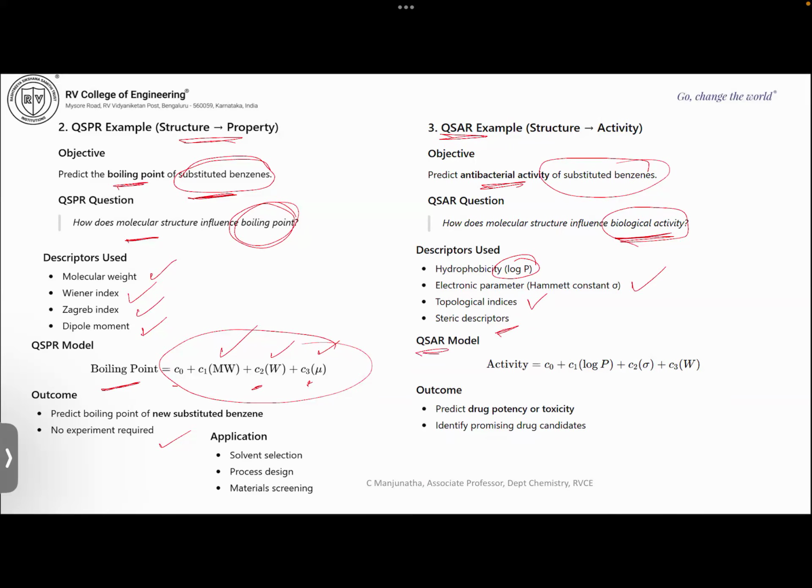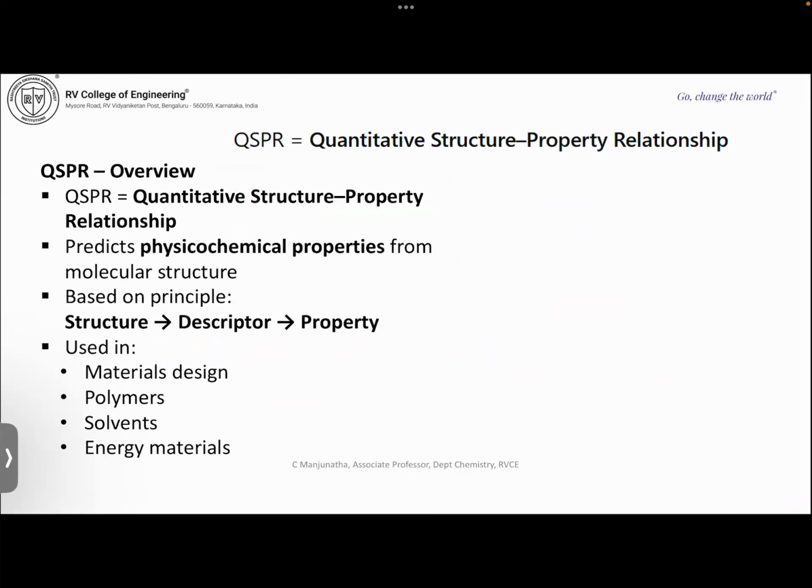The QSAR model formula is: biological activity equals C0 plus C1 into log P. This represents the hydrophobicity of the material. Then C2 into sigma, this is the Hammett constant, which represents the electronic parameter. Then the Wiener index W, and C3 into Wiener. The outcome predicts the drug potency or the toxicity, so identify promising drug candidates. This QSAR is used in drug discovery, toxicity prediction, and environmental risk assessment. So this is how QSAR and QSPR are used for a given material.